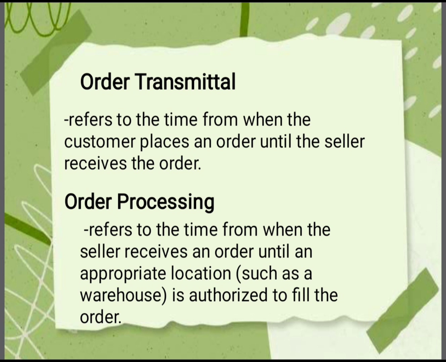So the next is order processing. It refers to the time from when the seller receives an order until an appropriate location, such as a warehouse, is authorized to fill the order. So order processing is the process of how to pack and assemble the orders for delivery. And also, we prioritize the orders that came in first, so they are the ones prioritized to be ready to pack and for delivery.